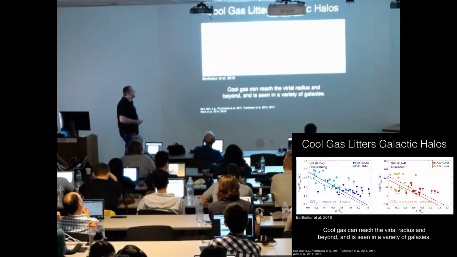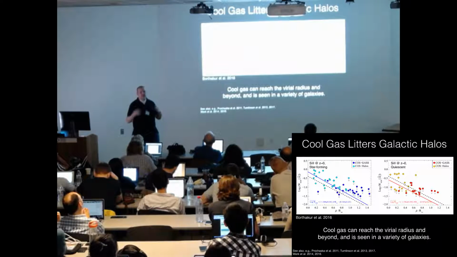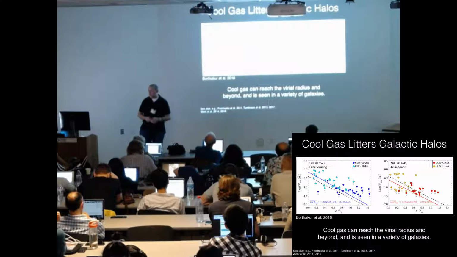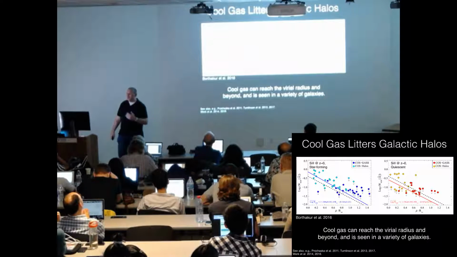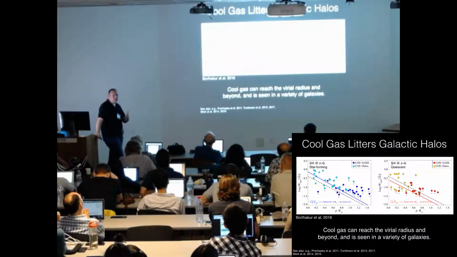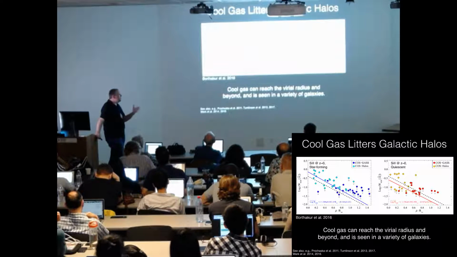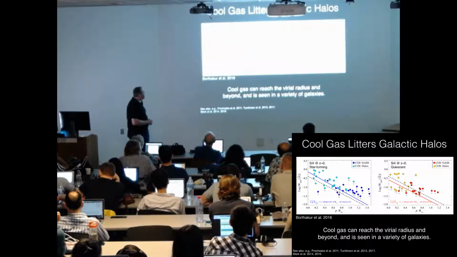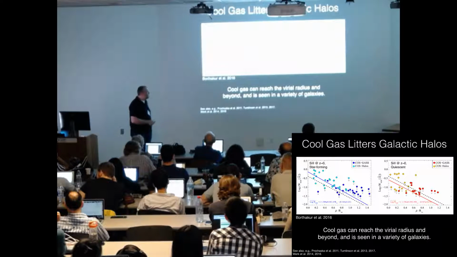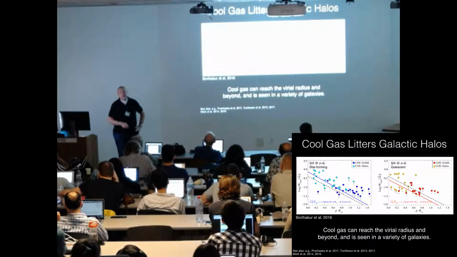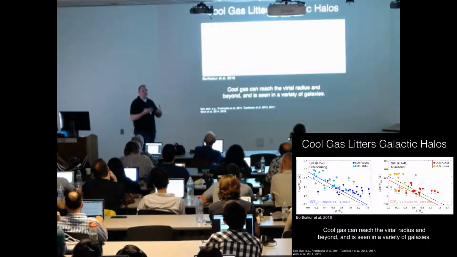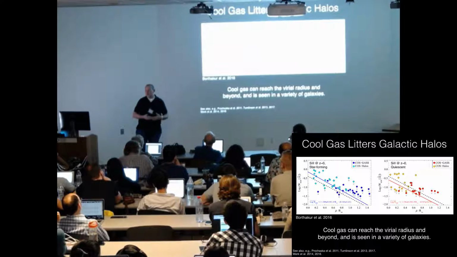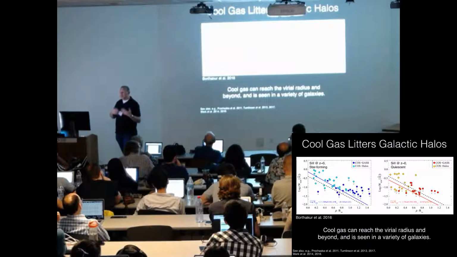It's also the case that cool gas litters galactic halos. This is one of the big results. Over the last few years, the COS spectrograph on Hubble has made it possible to look for, in fairly local galaxies, the absorption, say, from silicon. This is from Borthakur et al. You can see the equivalent width of silicon around galaxies as a function of radius. It's declining, but there does seem to be evidence for this cold material all the way out to the virial radius or beyond.